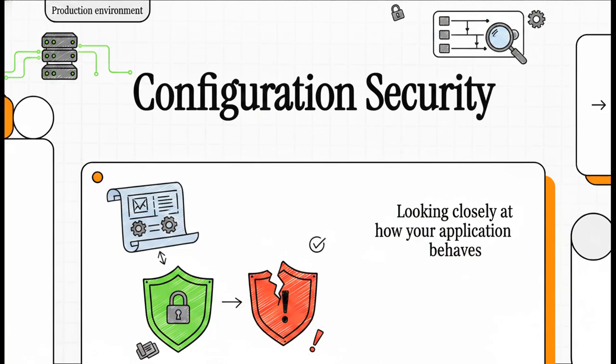All right, let's jump right into this explainer. We're shifting gears from secrets management to something that is absolutely critical: configuration security. We're going to look really closely at how your application behaves out in the wild, because honestly, no matter how bulletproof your code might be, a bad configuration will completely shatter your security posture.